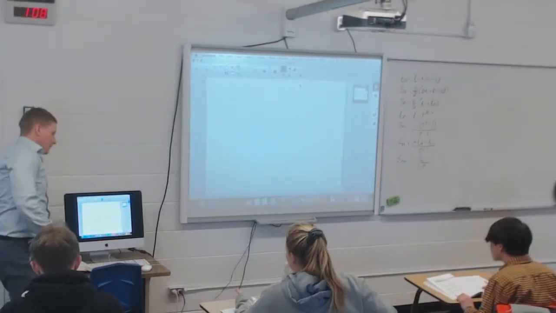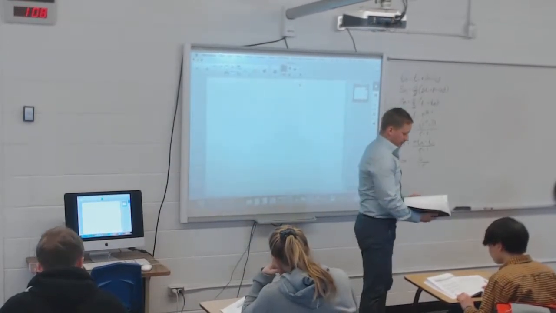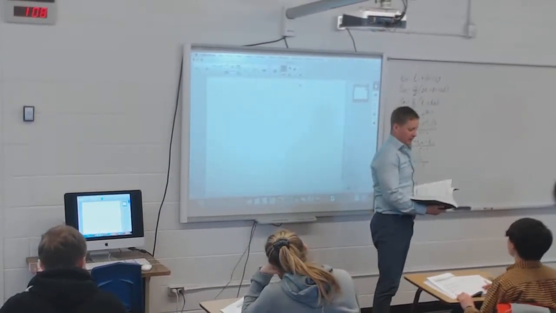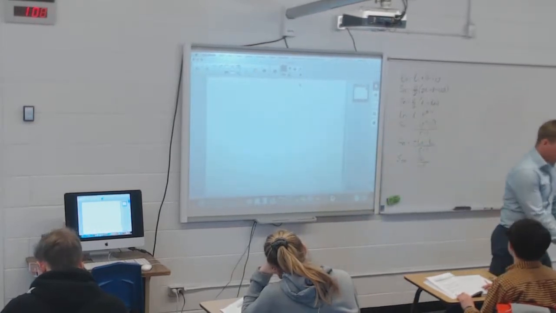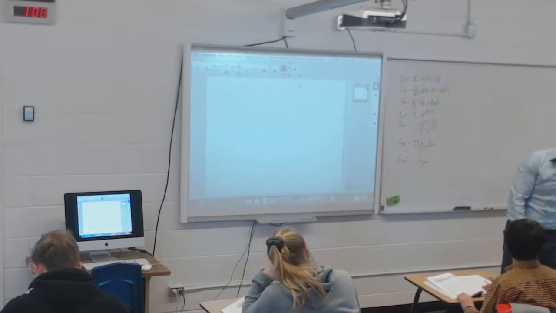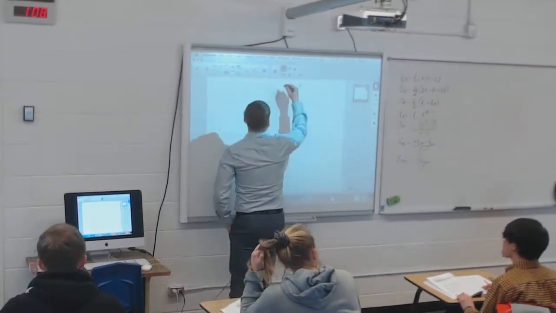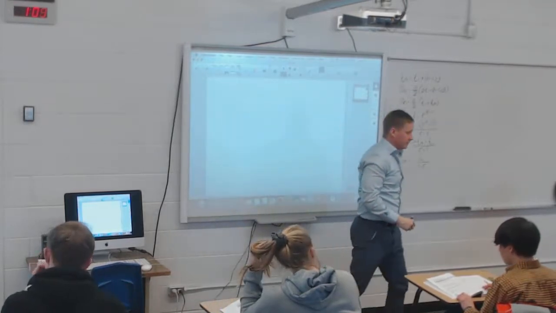Okay, so 2.1 is the first part of some triangle work with trigonometry. And there's a couple things you need to really know to begin with. And that starts on page 56.